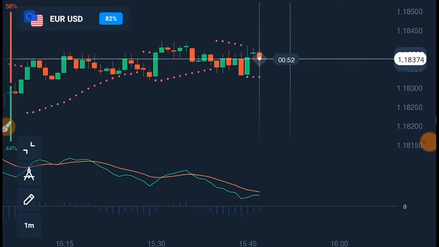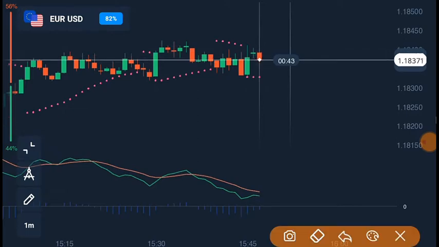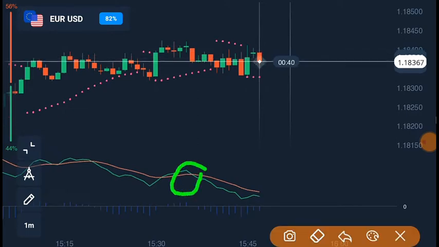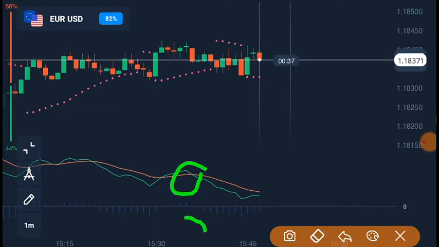So the first thing to get a signal is to notice a crossover in the stochastic oscillator. Just below the chart, you can see we have a crossover over here. I'm going to indicate that right now. You can see that we have a crossover, and the histogram went to the other side.